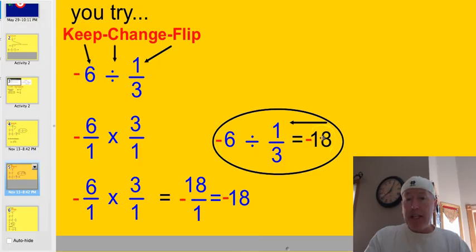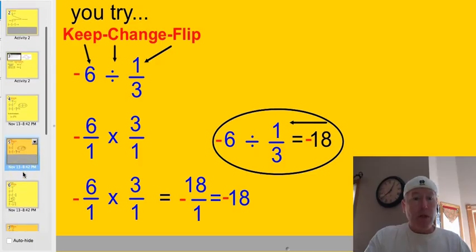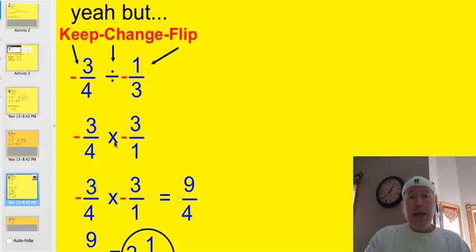So if I wish to take 18 and multiply it times 1/3, I'd have 18 over 3, right? Because this would be 18 over 1. So thinking about it, multiplying it backwards, 18 over 3 would be 6, or negative 18 over 3. Okay, so you can check it by multiplication too. All right. Yeah, but what if it's two fractions, and what if there's two negatives?